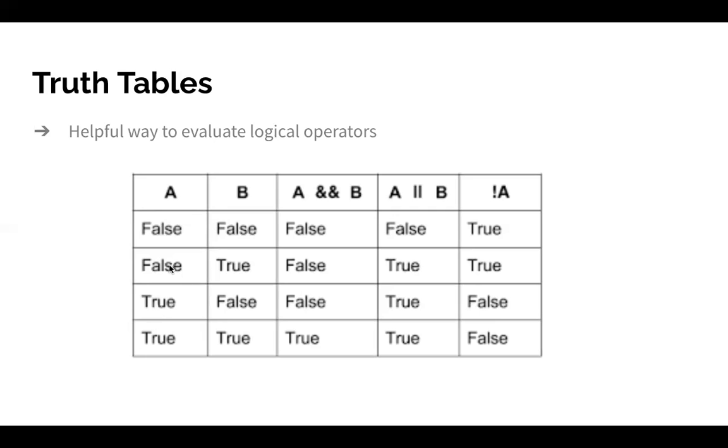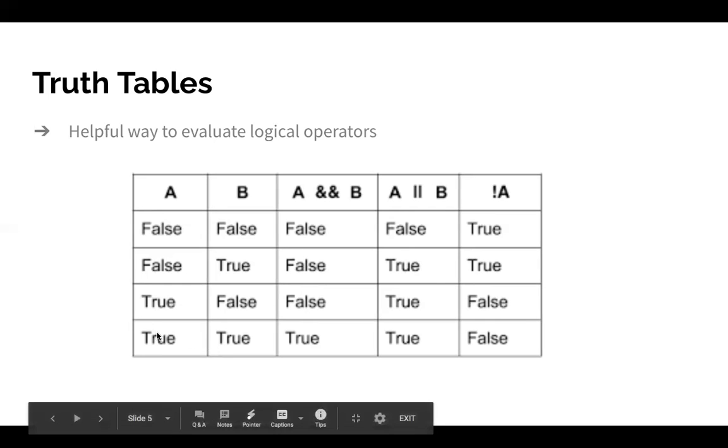The second one, we have sort of the same thing, except A is true. Oh, sorry, the third one, we have A is true and B is false. Again, since they're not both true, A and B will evaluate to false. A or B will be true since A is true. And then not A, since A is true now, not A is going to evaluate to false.